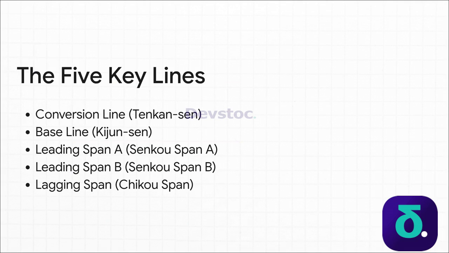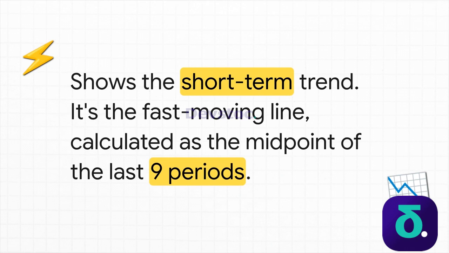Think of them as 5 specialists. You've got the conversion line, the baseline, 2 leading spans that actually form the cloud, and this unique lagging span. We're about to meet each one and see exactly what role it plays on the team. First up, we have the conversion line, or Tenkan-sen. This is your sprinter. It's the fastest moving, most responsive line on the chart. It's basically just the midpoint of the last 9 periods. And a period is just whatever your chart's time frame is, 9 minutes, 9 days, whatever. This makes it the very first to react to price changes.